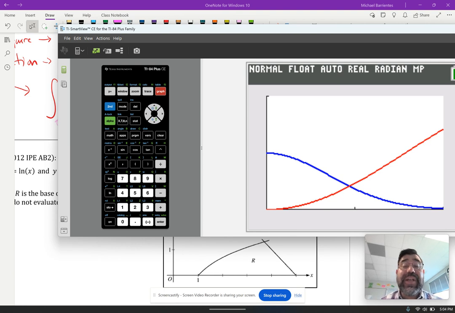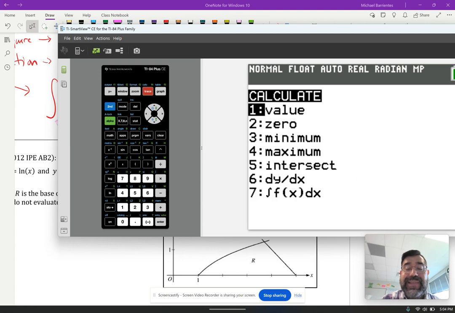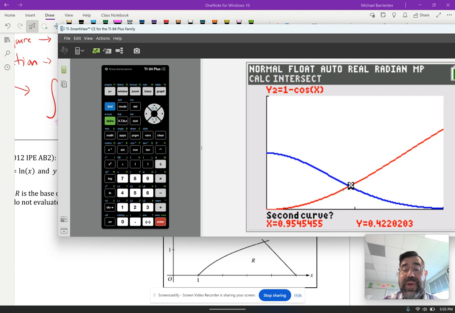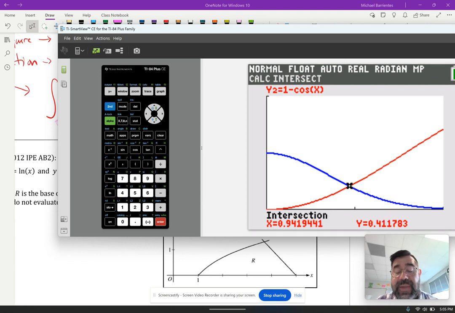So how do we find an intersection point? Second trace. Let's do the intersection option, number 5. And we're going to move closer and closer. It's asking, is this blue equation one of the curves you want to find the intersection for? Yes. Is this red equation the second function? Yes. I don't want to take a guess. So my intersection point is actually at 0.9419. I'm going to put 4 decimal places.